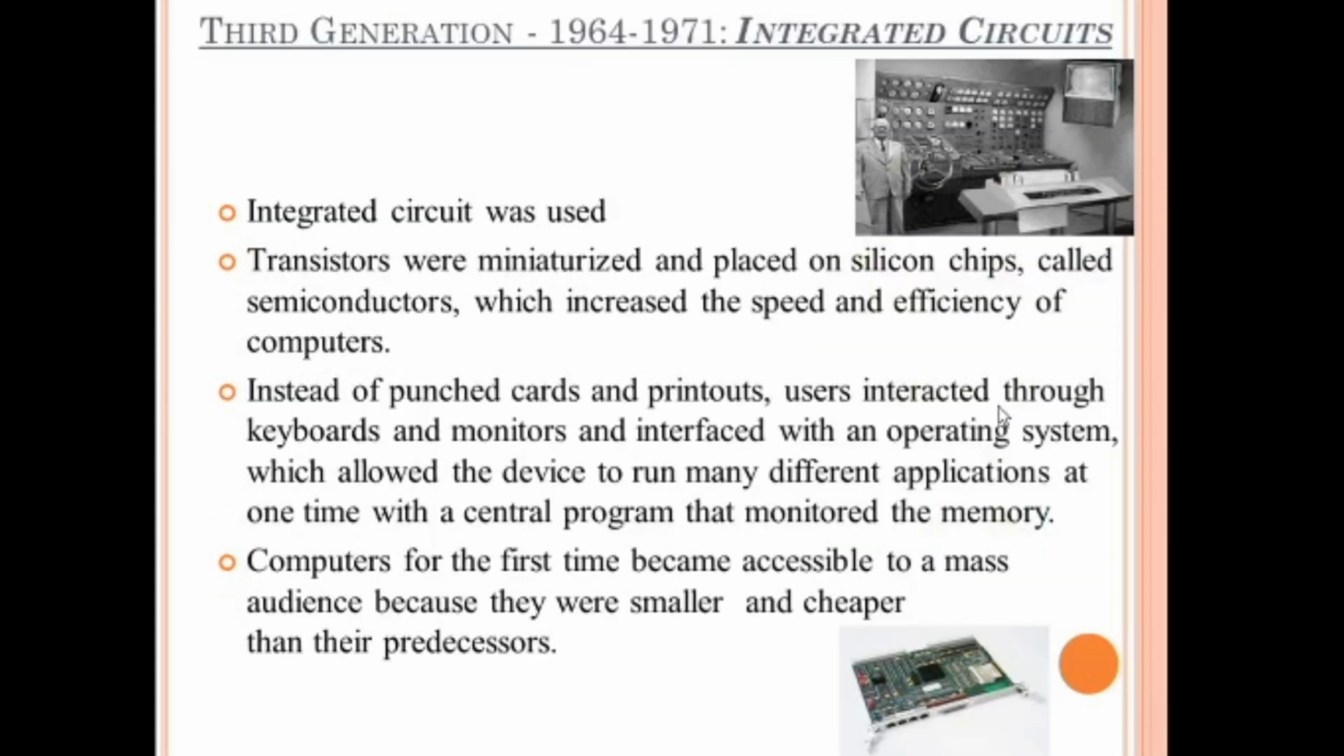Third generation, between the years 1964 to 1971, used integrated circuit technology. Integrated circuits were used in place of transistors. A single IC has many transistors, resistors, and capacitors along with the associated circuits. This development made computers smaller in size, reliable, and efficient. The integrated circuit was invented by Jack Kilby and Robert Noyce.